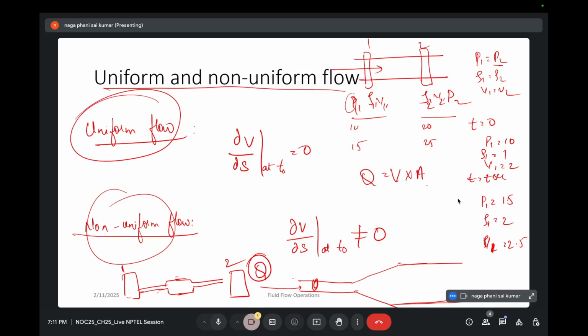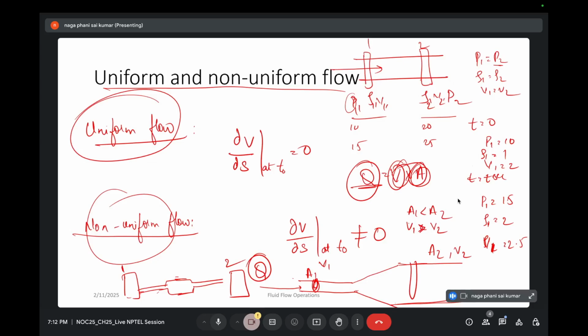You'll come across this derivation: flow rate Q will be equal to velocity into area, right? If area is changing, velocity will also change, because flow rate is constant. Here this is A1 and this is A2. Let's say A1 is smaller than A2. This is V1 and this is V2. If area is increasing, velocity will obviously reduce. V1 will be greater than V2.